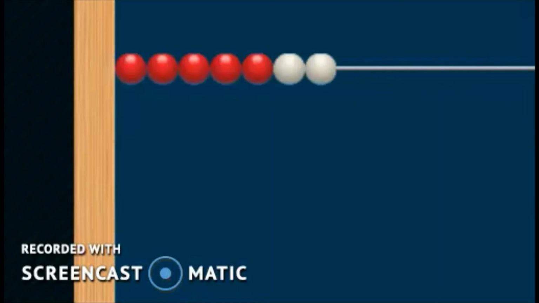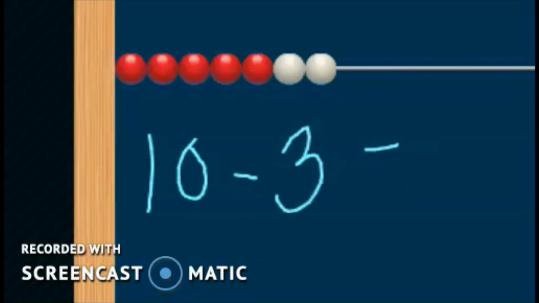Tell me a number sentence to describe what we just did. What number sentence would describe what we just did? Go ahead and tell a friend or a family member. If you were thinking 10 minus 3, so let's write that down, equals 7, then you are correct. We started off with 10 beads and I took away 3 white ones so that I have 7 left. Within my number 7, I see a 5 group and I see 2 whites.